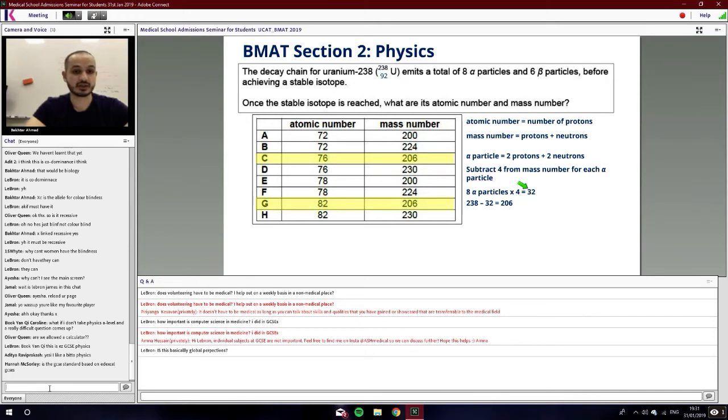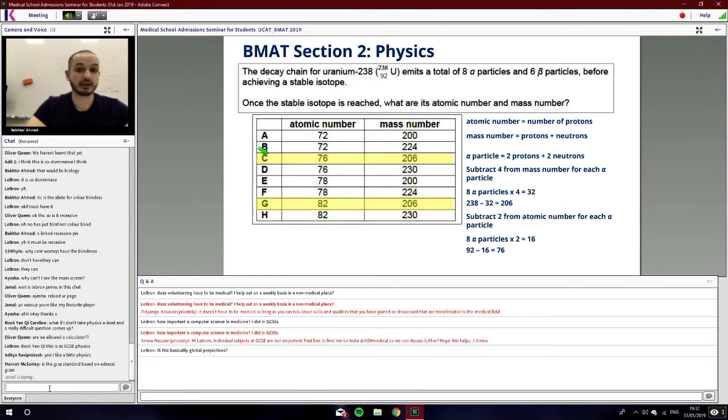So either C or G. Everything else just eliminate it. So you've already narrowed down your answer to two options. The next thing, you want to subtract 2 for each alpha particle, which means you would take away 16 from the atomic number. That brings you down to about 76, which is C.